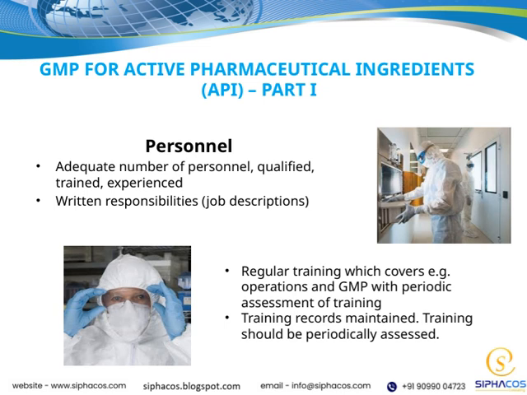Moving on to personnel, having an adequate number of qualified, trained, and experienced staff is fundamental to maintaining quality and compliance. It's also important that everyone has clear written responsibilities, often outlined in job descriptions, so each person knows what is expected of them. All these elements come together to form a solid foundation for GMP compliance when producing active pharmaceutical ingredients, or APIs. Ensuring continuous training, proper record keeping, and clear responsibilities helps us maintain high standards and support the overall quality of our products.